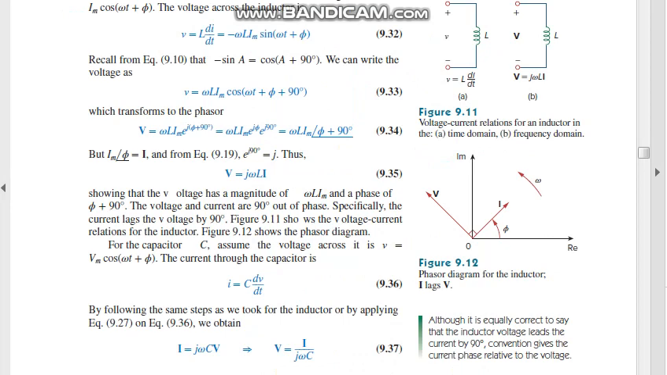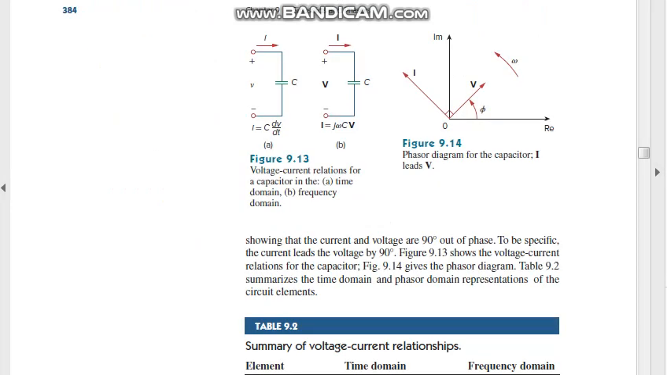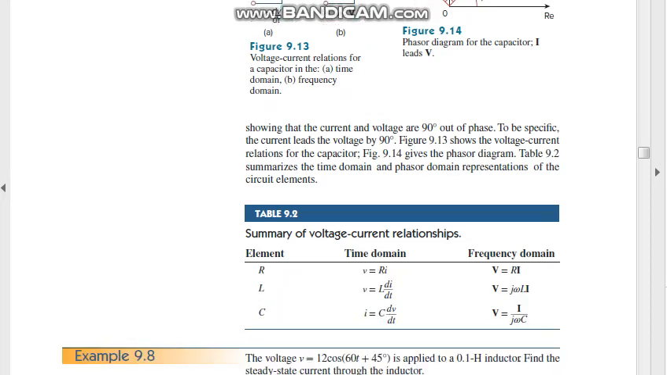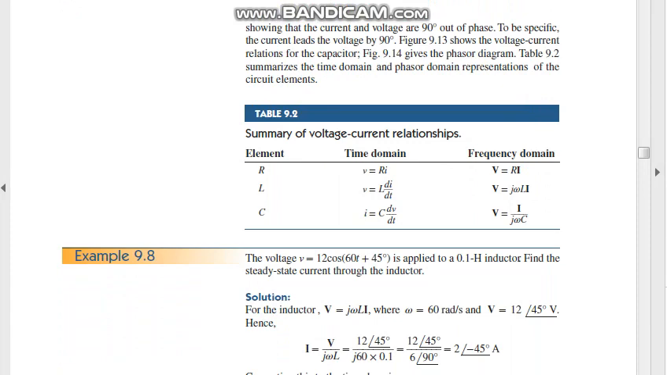Now we can see the capacitor here, the phasor diagram for the capacitor: I leads V. That means C for capacitor, C for current. So you have to keep in mind that current will be leading voltage in a capacitor. And there is another relationship you can see here. You can take a screenshot of it, the RLC relationships in the time domain and frequency domain. That's the voltage current relationship.